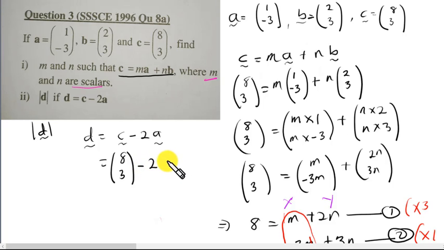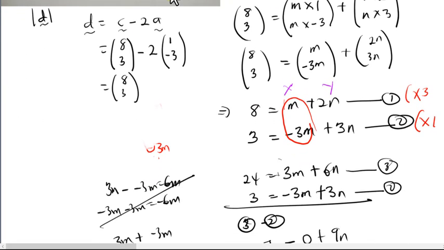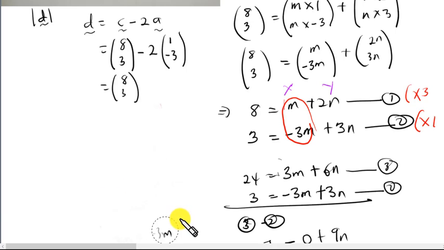Minus 2 is a scalar multiplying the vector a, which is 1, -3. So before we can simplify this, we have to expand this. We have a scalar multiplying a vector. So we will first write 8, 3, then we will expand it. Be very careful here. I want to take my time here, so please pay attention here very well. Most students make a lot of mistakes here.